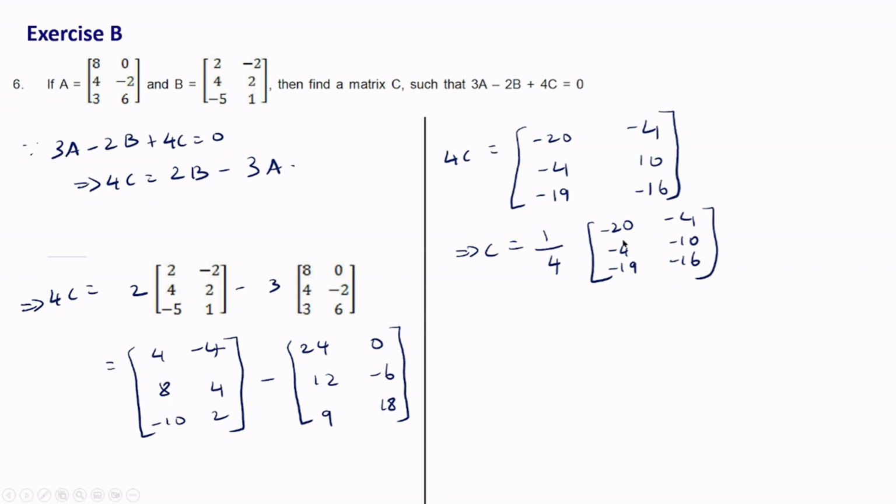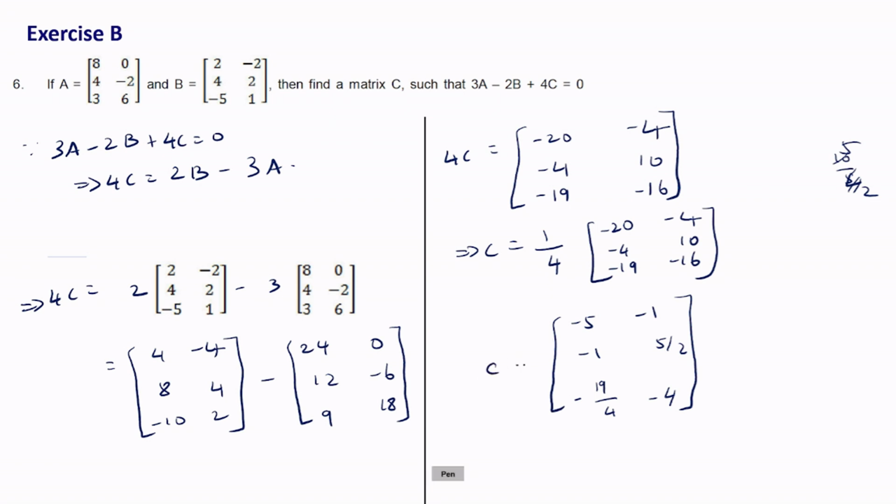So we can divide each term by 4. We get minus 5, minus 1, minus 1. 10 by 4 it is 5 by 2. Then minus 19 by 4. Then minus 4, and 16 by 4 is minus 4. So this is C. This is the matrix C.